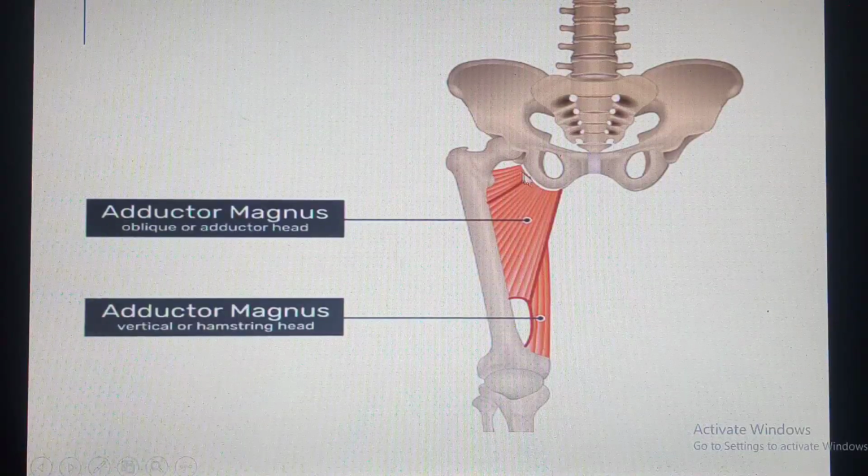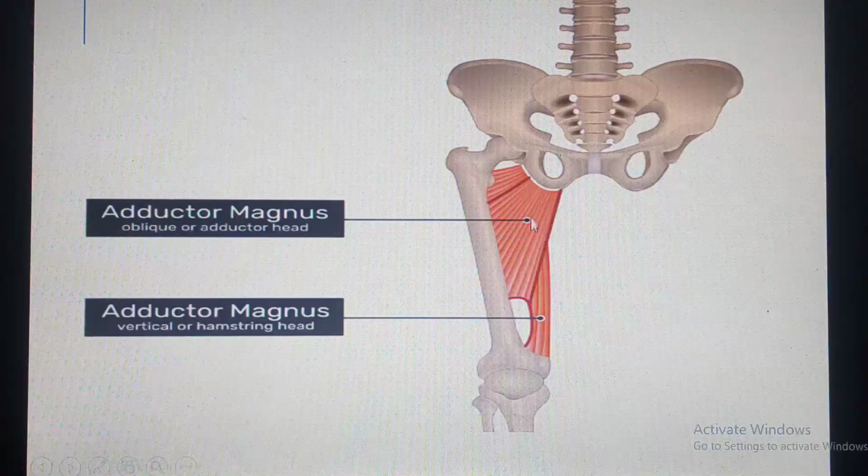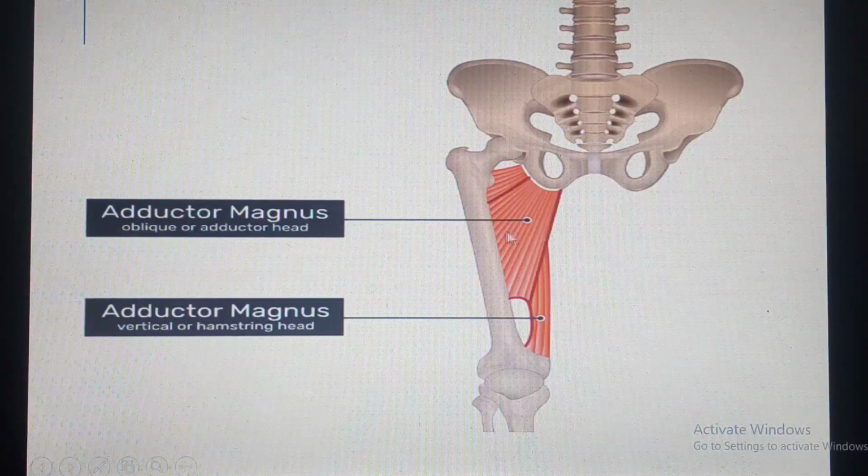Because it has two parts, there will be two actions performed. The oblique head, or the adductor head, will help in adduction. Look at where it is located, so that it can bring the lower limb towards the midline of the body, closer to the midline of the body. So this is adduction, add to it, adductor. And then it also helps in lateral rotation at the hip joint.